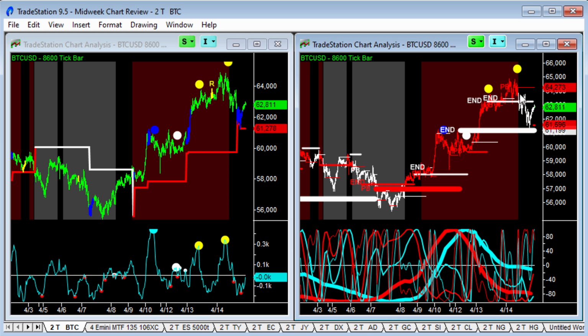So, midweek chart review. Going to go through the same charts that I did 2 weeks ago. Quite enjoyed kind of ripping through those charts. All of them were tick bar charts. Almost all of today's charts are going to be tick bar charts. So we'll kind of go through those.